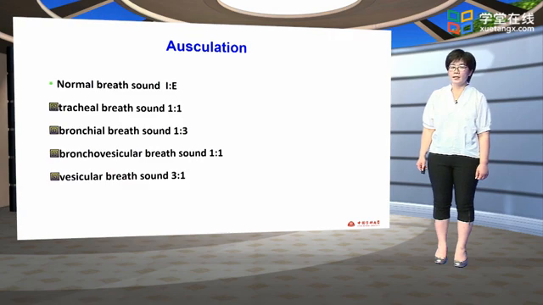For the normal breath sounds, they differ in the inspiration and expiration duration ratio. First, the tracheal breath sound: inspiration and expiration are equal, 1:1. For the bronchial breath sound, inspiration is shorter and expiration is longer, about 1:3. For the bronchovesicular breath sound, it's 1:1. And for the vesicular breath sound, inspiration is longer, 3:1. Normally, over most of our lungs, we hear the vesicular breath sound.